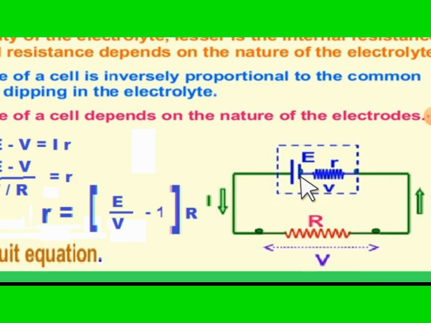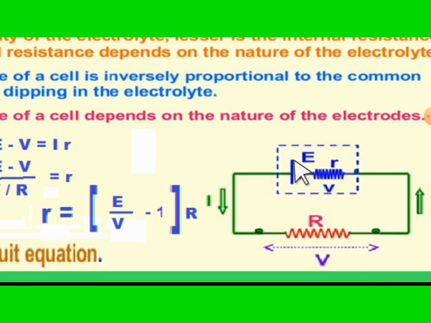Larger the size of the electrode, lesser will be the internal resistance. Why? Because more and more ions may be allowed to flow from one electrode to the other. Got it? So the larger the common area, the less will be the internal resistance. Your internal resistance is inversely proportional to the common area. Smaller the common area, larger will be the internal resistance. Got it? And lastly, it also depends upon the nature of these electrodes.